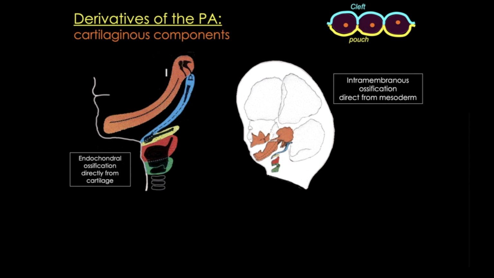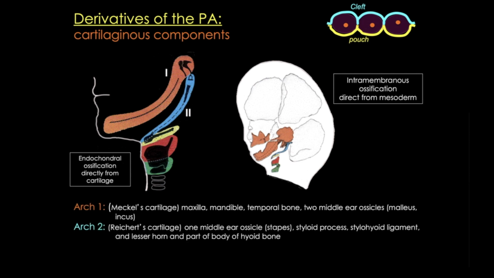Arch 2, also called Reichert's cartilage, will give rise to the stapes of the middle ear, the styloid process of the temporal bone, the lesser horn of the hyoid bone, and some ligaments, while Arch 3 cartilage will give rise to the greater horn and part of the body of the hyoid, as well as some ligaments. Arch 4 will form some thyroid cartilage, and Arch 6 will form the cricoid cartilage. Now the epiglottis forms from mesenchyme, and the tracheal rings themselves form from splanchnic mesoderm.